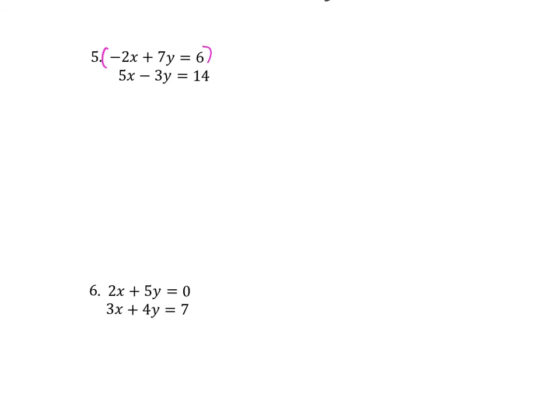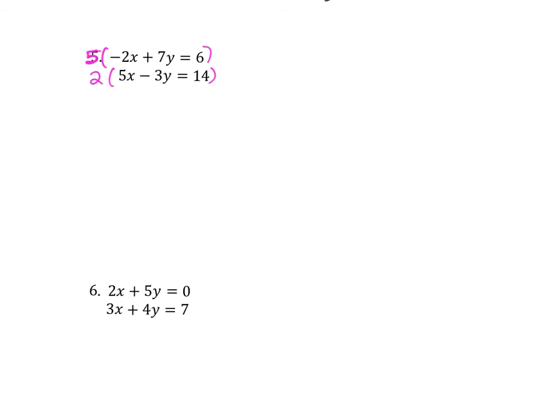For the top equation, it's a negative 2x. So if I want it to turn into 10, I'm going to times it by 5. For the second equation, if I want the 5x to turn into a 10, I times by 2. And then I'm going to pause and check my signs. 5 times negative 2x is negative 10x. 2 times 5x is positive 10x. So this is actually good just the way it is, because I want one to be positive and one to be negative for them to cancel.